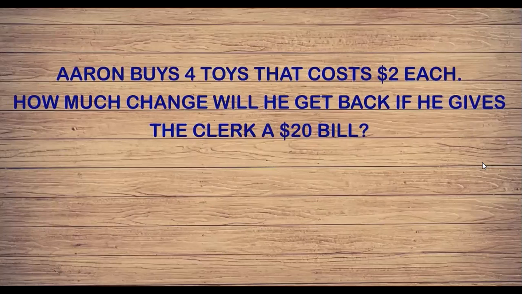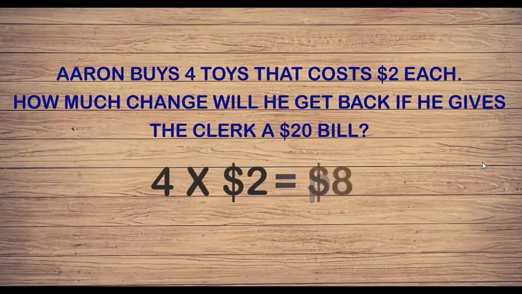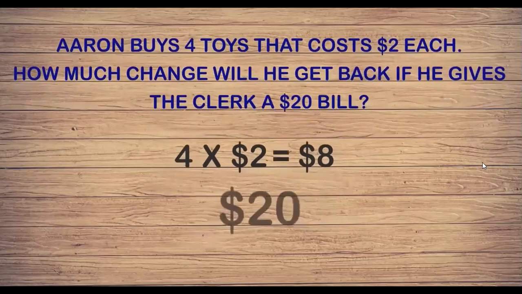The first step I would do is find out how much Aaron spent on the 4 toys. We know that each toy costs $2. If we multiply the 4 toys times the $2, we will get the total amount of money Aaron spent. The letter P will represent the unknown number. What is 4 times 2? The answer is $8. The next step in the problem is to find out how much change Aaron will get back after giving the clerk a $20 bill.